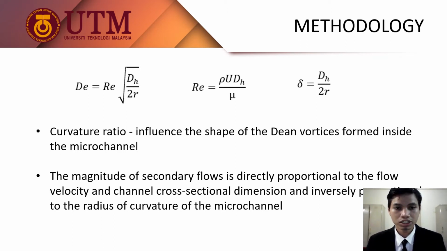The curvature ratio influences the shape of the Dean vortices formed inside the microchannel. The magnitude of secondary flows is directly proportional to the flow velocity and channel cross-sectional dimension, and inversely proportional to the radius of curvature of the channel.